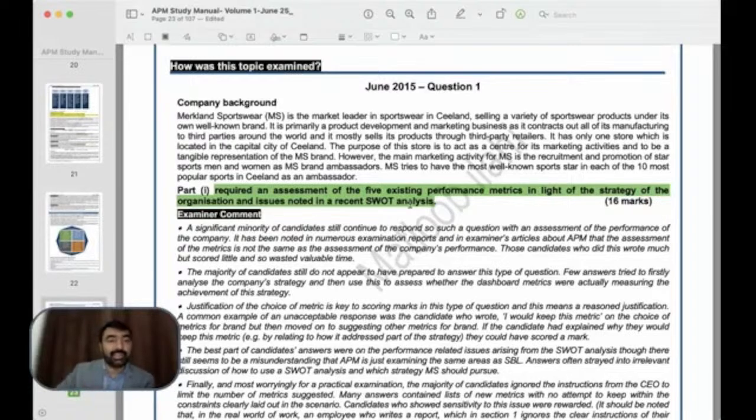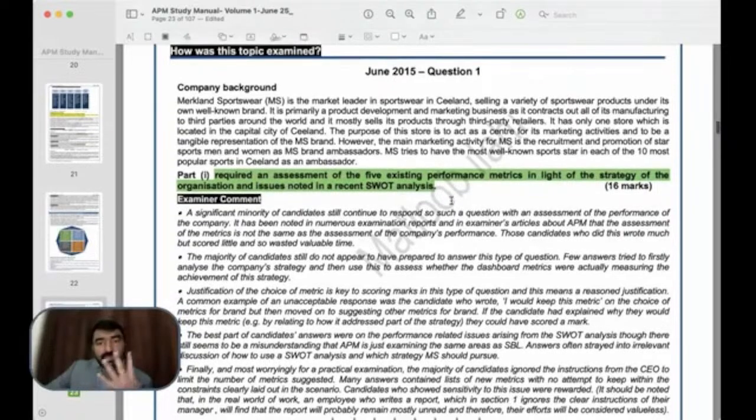Let me read the question again. Assessment of 5 existing performance metrics means there are 5 performance measures given. You have to assess those measures in the light of strategy. Means you are given the strategy of the organization, and that strategy might be cost leader strategy or differentiation strategy that we are going to discuss next. That can be cost leader, differentiation, or focused strategy, whatever the strategy is. Then 5 measures of performance are given.